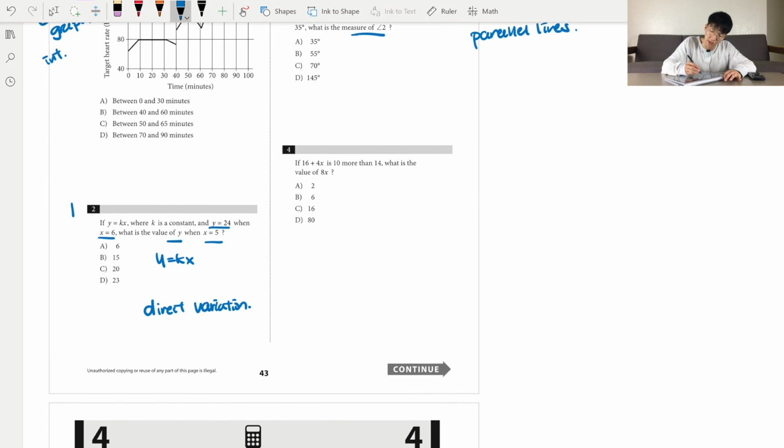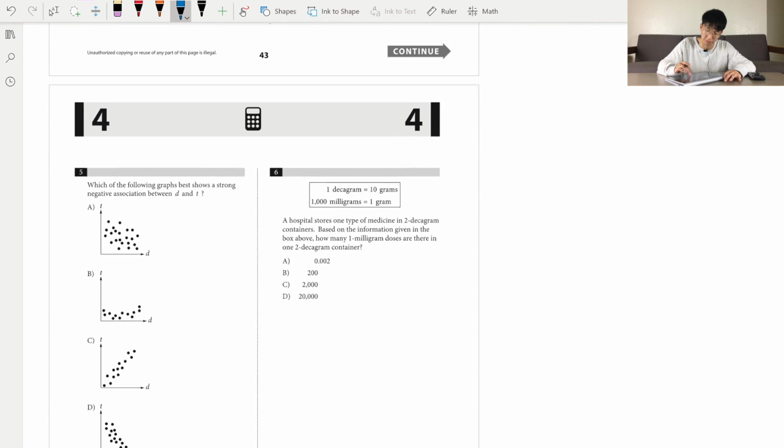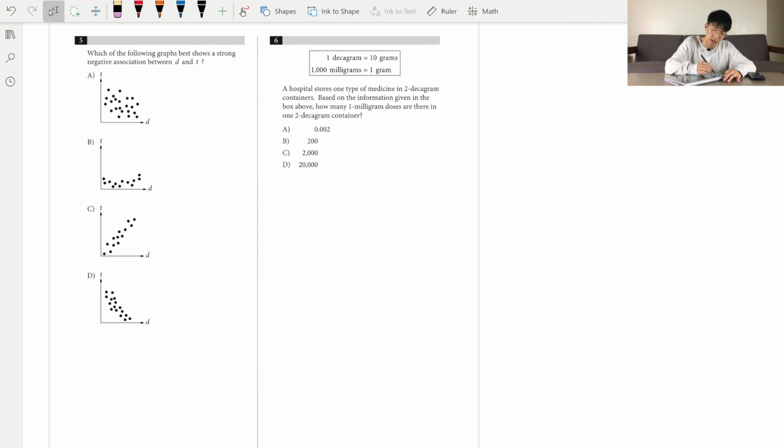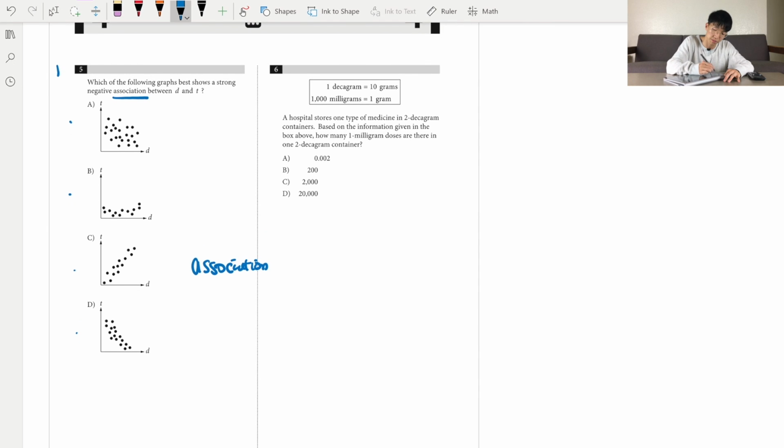Number 4, I can make an expression out from it. And what is the value of 8x? So it's an equation problem, difficulty level 1. Number 5, I see 4 different graphs are given, and the key term is the association. There are 2 different types of associations. One is positive and the other one is negative, difficulty level 1.